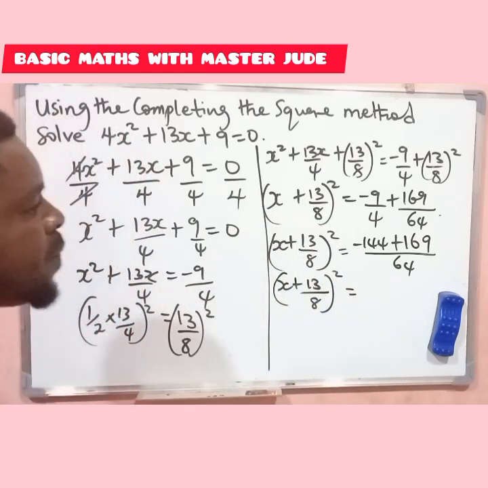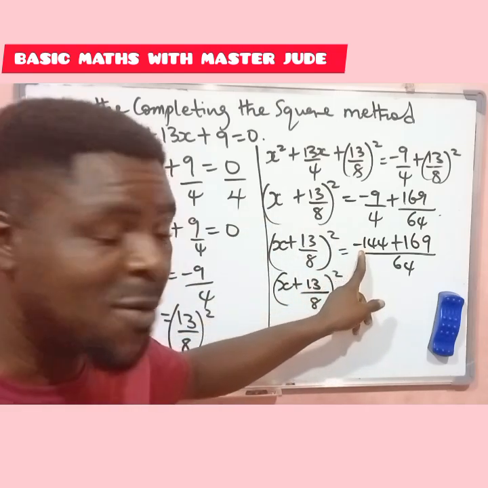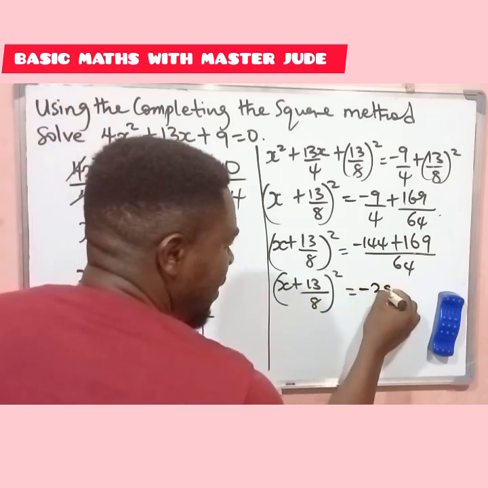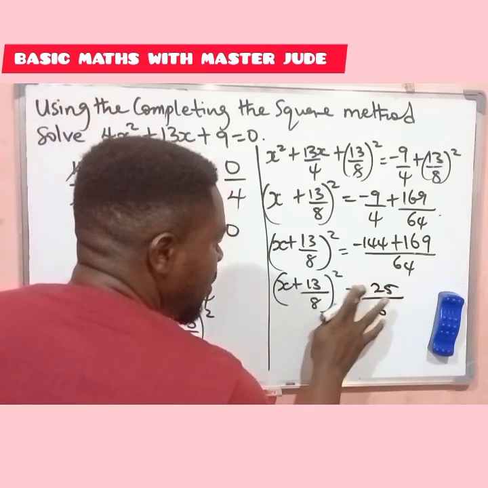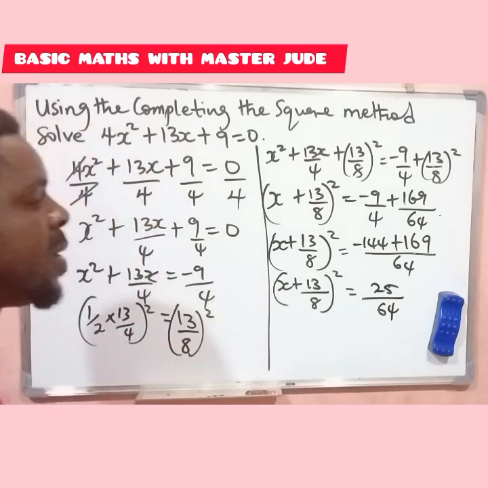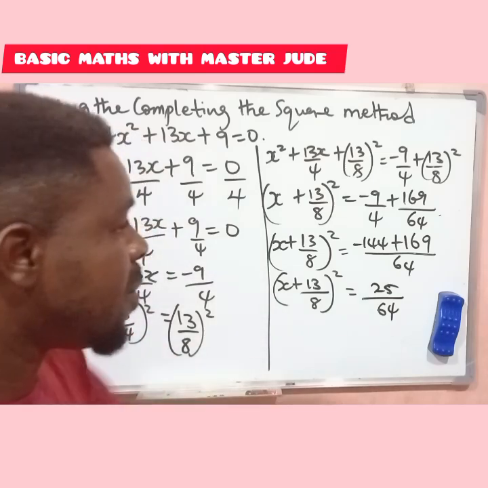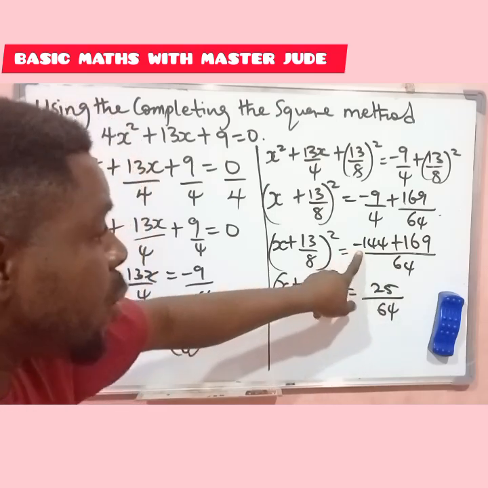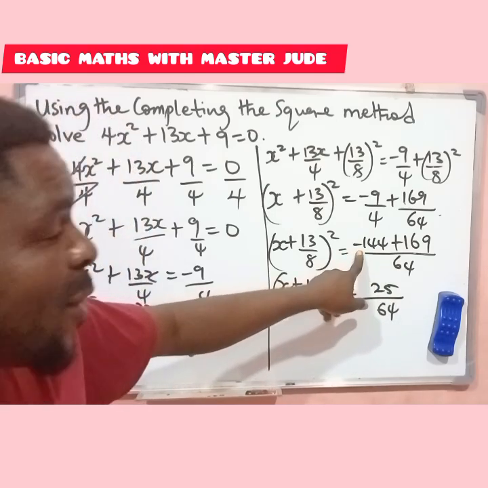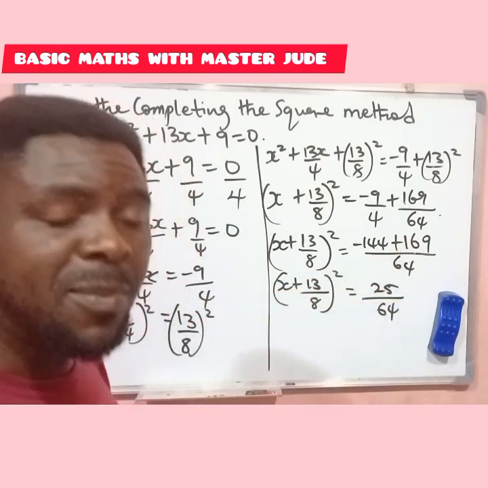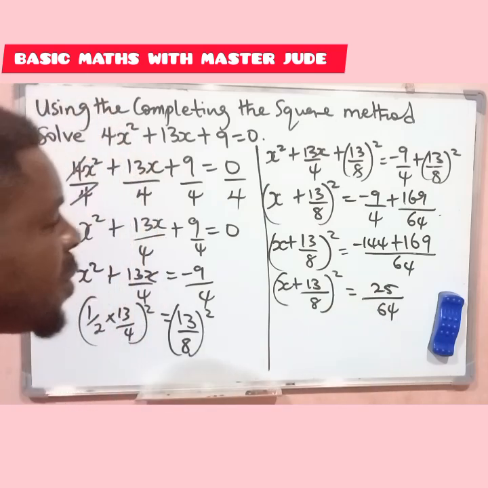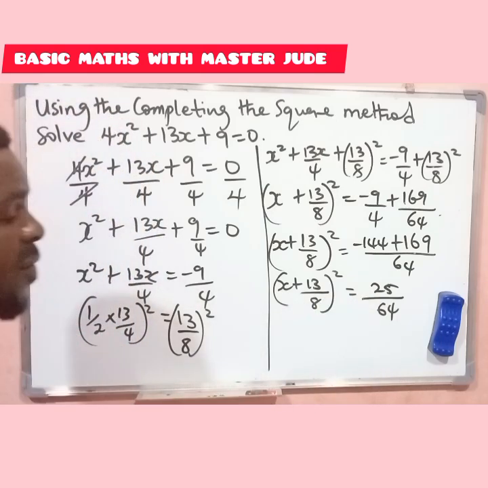is equal to, now minus 144 plus 169 is what? Plus 25 all over 64. Now what does it mean? You have 169 naira and you are owing someone 144. Out of your 169, if you give the person 144, you are left with what? 25 naira. So this is 25 over 64.